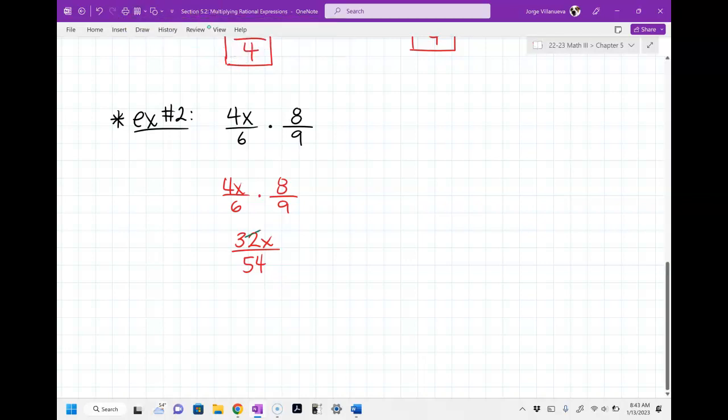So 32 divided by 2 is 16. And 54 divided by 2 is 27.